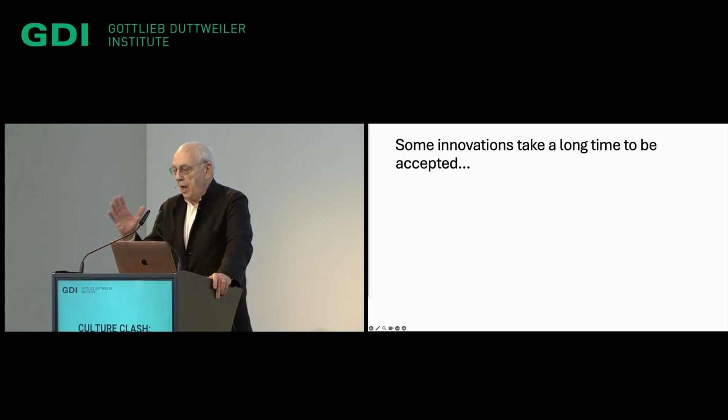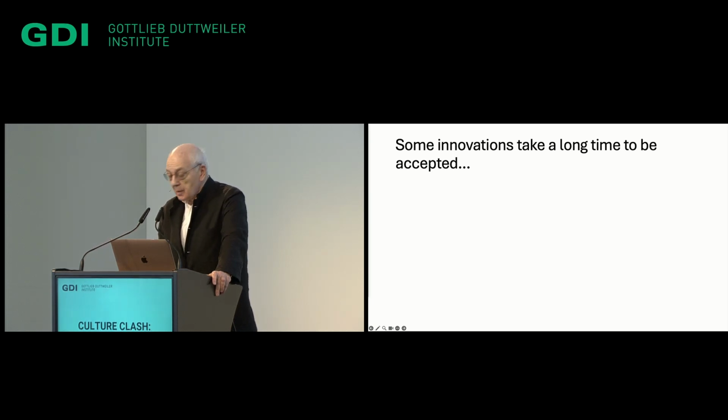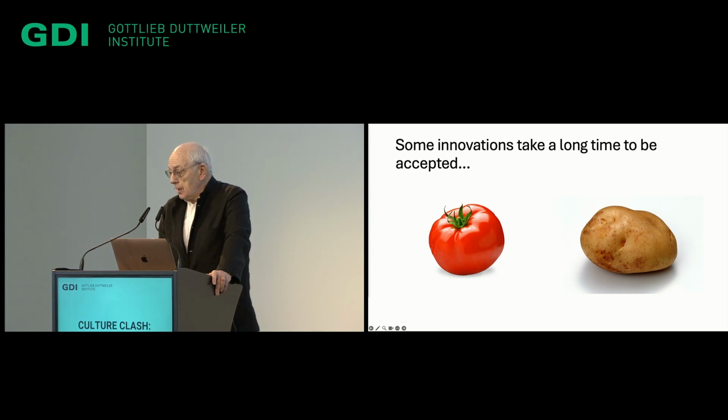Okay, we do have innovations in the history of mankind, of humankind, that became absolutely basic to us, but for some reason took ages until they were accepted and used. Look at this. Tomato looks so common today. Can you imagine Italy without the tomato? When do you think that was?